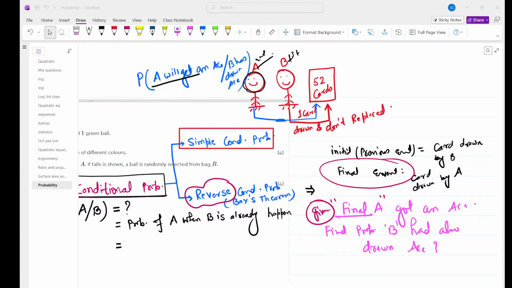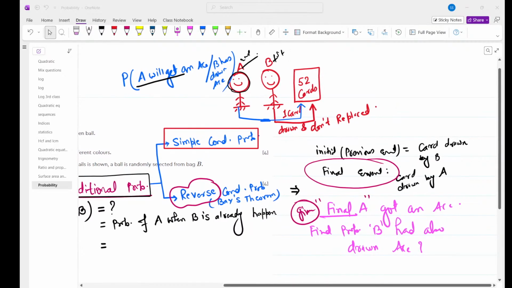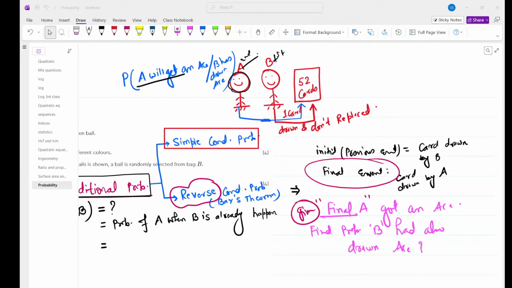The probability that B had also gotten an ace is obviously going to be 4/52. Who told you to solve this question? Do you know these things?